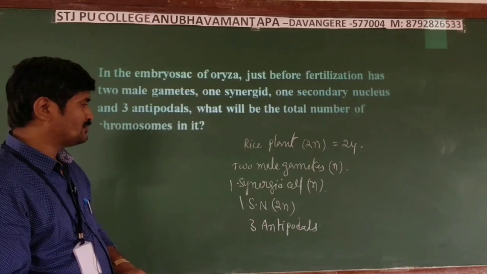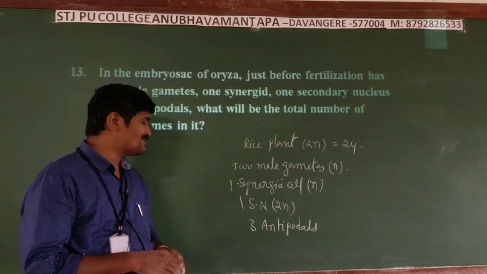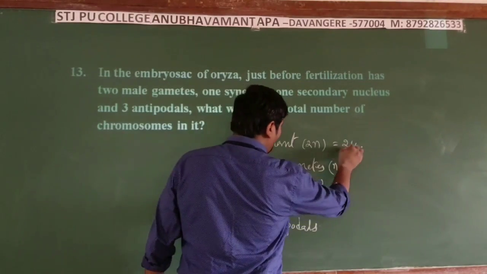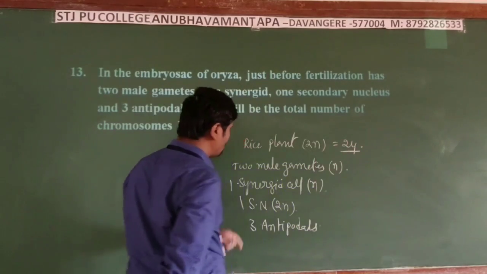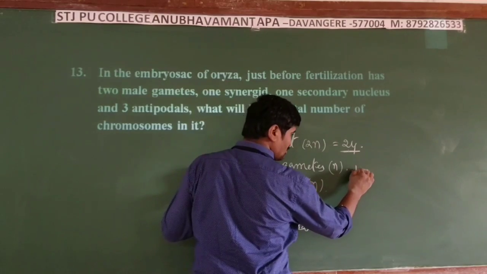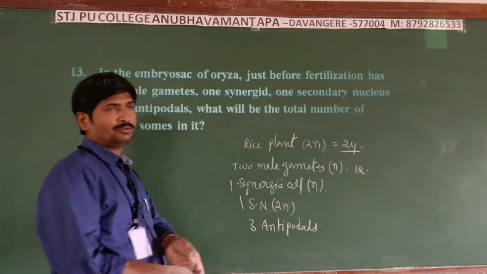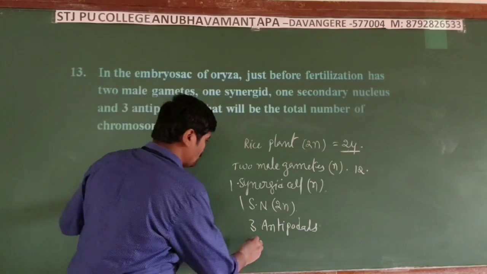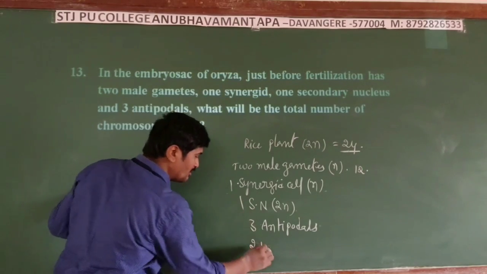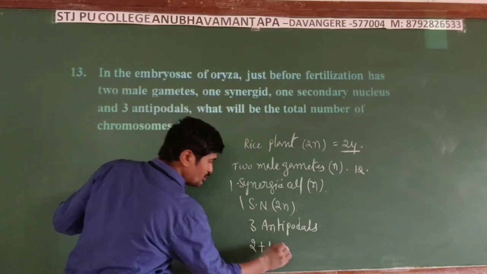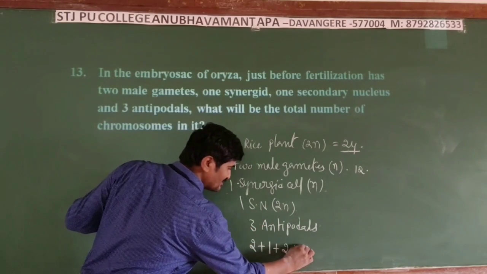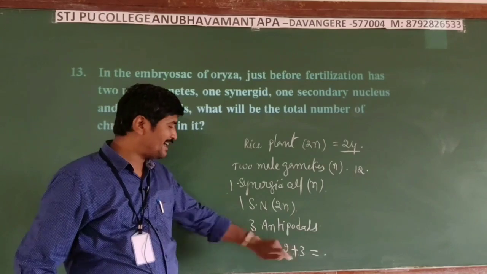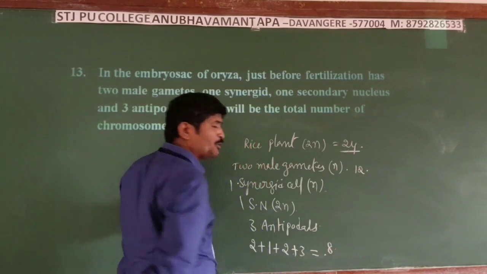So, the two male gametes, one synergid cell, one secondary nucleus, and three antipodals. The diploid number in Oryza sativa is 24, so the two male gametes are haploid, each with 12 chromosomes. Total how many haploid nuclei are there? 2 plus 1 plus 2 polar nuclei plus 3: 5, 8. Total 8 haploid nuclei.